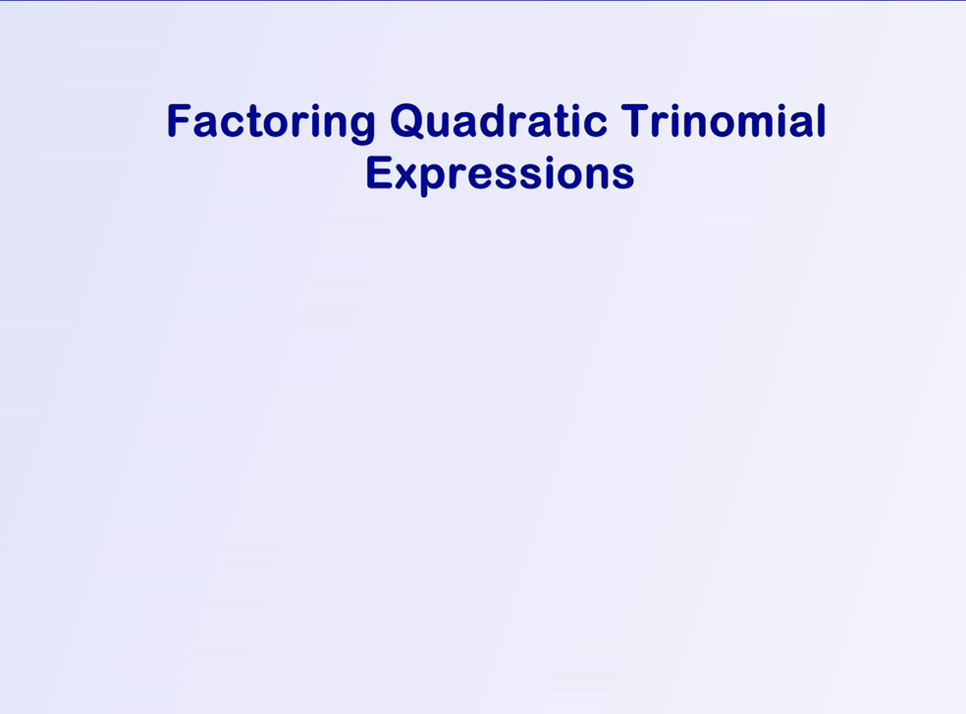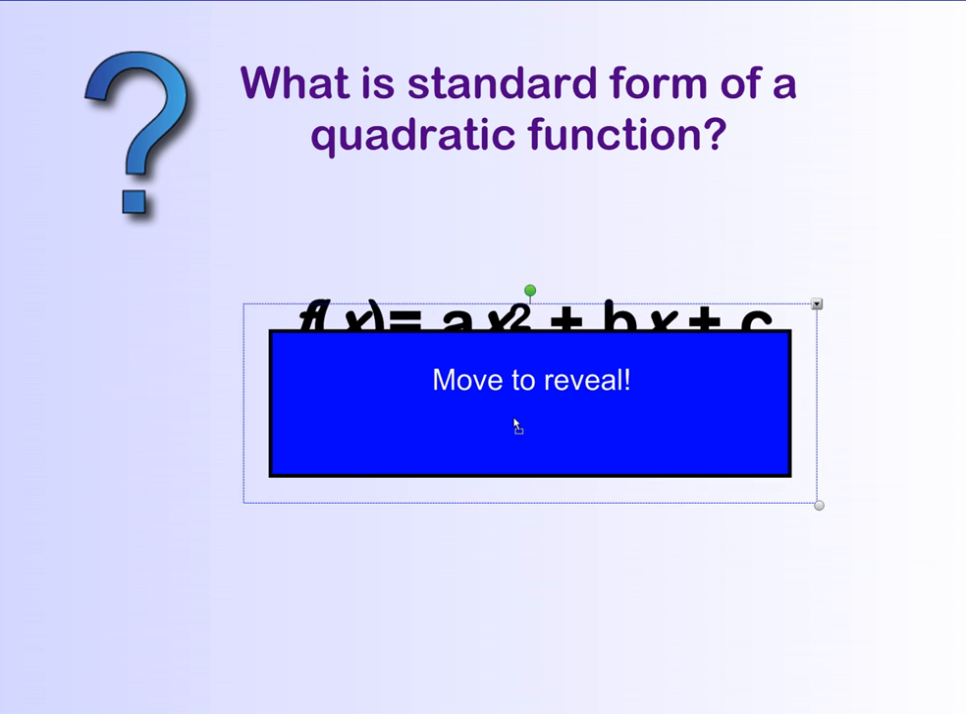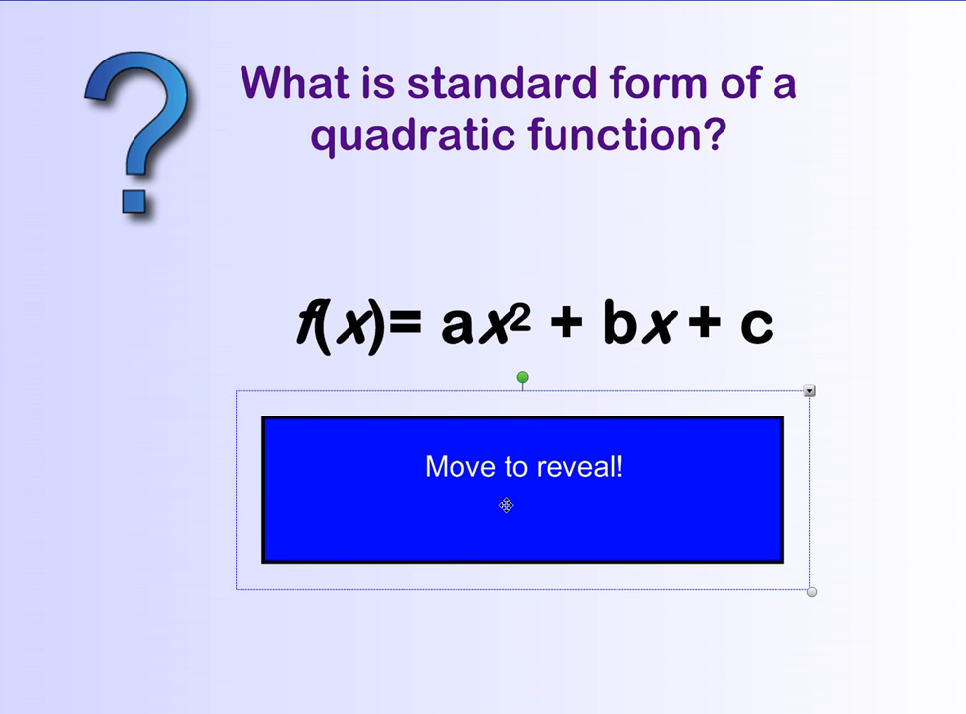Today we're going to be talking about factoring quadratic trinomial expressions. We've previously discussed quadratic functions, and we needed to know the standard form of a quadratic function in order to be able to do anything with it. Listed behind this box here is a reminder for you of the standard form of a quadratic function, and that is f of x equals ax squared plus bx plus c.